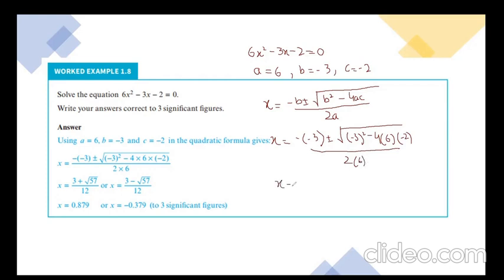So x equals to 3 plus minus 57 by 12. So यहाँ से मेरे पास x की दो वैल्यूज आ जाएंगी that x equals to 3 plus under root 57 divided by 12. This must be equals to 0.879 and x equals to 3 minus under root 57 by 12.